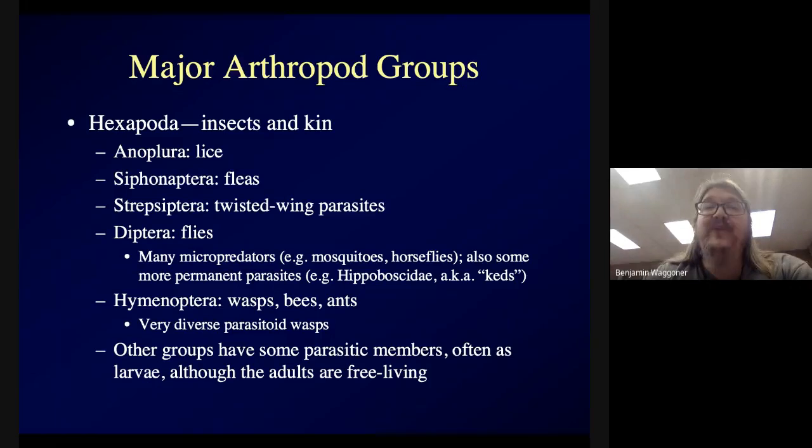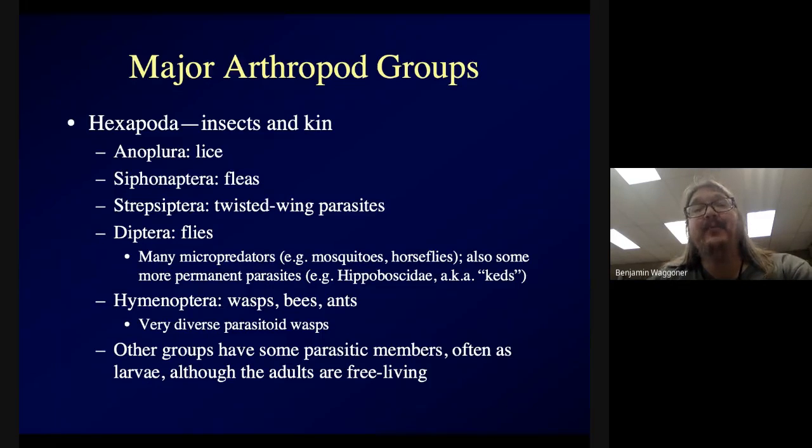But there's also some flies that are more permanent parasites. Oestridae includes botflies, where the larvae actually burrow under the skin and mature there. Hippoboscidae, common name for which is keds, do much the same thing, especially on sheep.